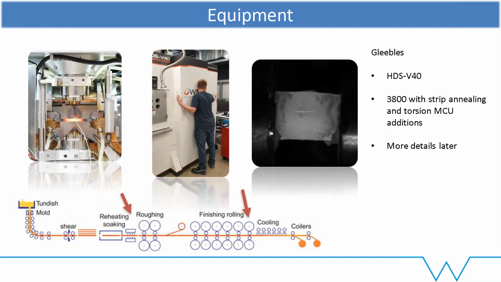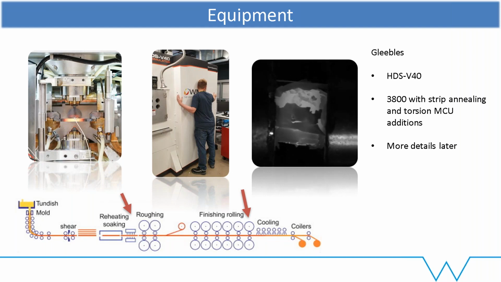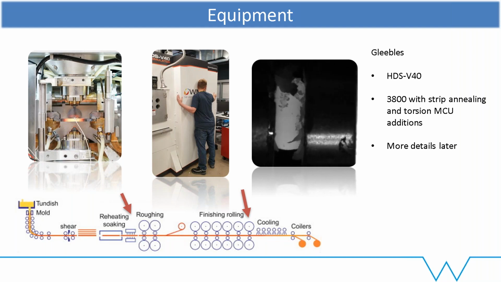We then come down to the Gleeble systems next, and in the middle there you can see a picture of me hugging the Gleeble after 3 months of not working with it. So I'll talk about these obviously in a bit more detail, but as Dan said earlier on, we've got HDS V40, we've got the 3800, but we've also got the torsion and strip annealing MCUs to couple with that.